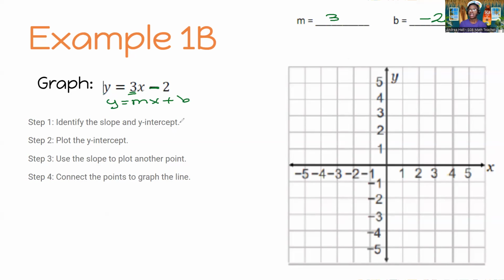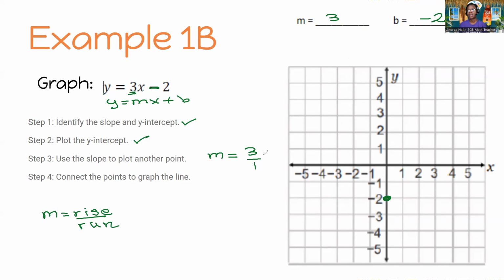All right, so we identified the slope and the y-intercept, done. We've got to plot the y-intercept. The y-intercept is negative 2, so I'm going to go down to negative 2. There we go. That's done. Now I'm going to use the slope to plot another point. My slope in this case is 3, but it's a whole number. I need a fraction because I need it to be rise over run. So how do you turn a whole number into a fraction? Well, we put it over 1.